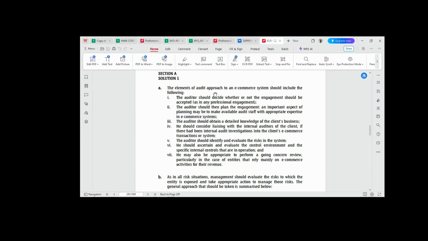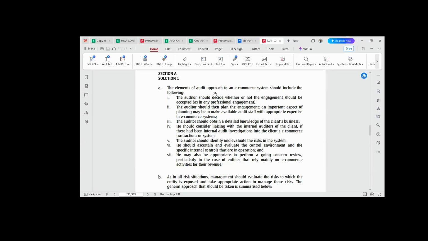Second one, the auditor should then plan the engagement. An important aspect of planning may be to make available audit staff with appropriate expertise in e-commerce systems. Three, the auditor should obtain a detailed knowledge of the client business. I said that should be number one. Number four, you should consider liaising with the internal auditors of the client if there had been internal audit investigation into the client's e-commerce transactions or system.